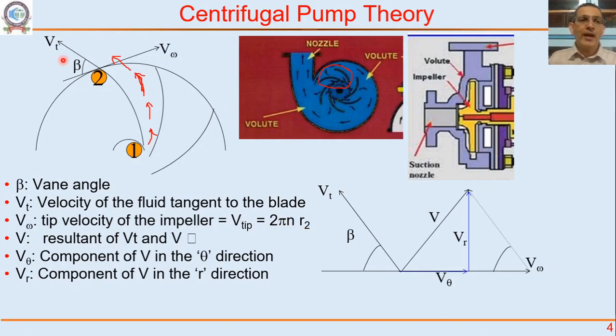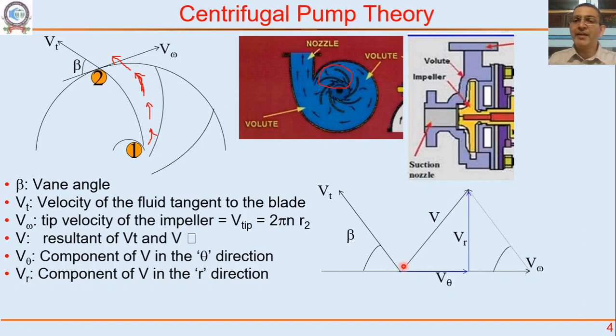Okay. Now I can do a vector sum of these two. So one component of velocity is Vt, the other component of velocity is V omega, and the resultant velocity of the fluid is in this direction V. You can see the previous video of the animation of how the impeller was rotating and how the fluid was coming out. You will notice that the fluid has a velocity in this direction. V is the resultant velocity of the fluid.